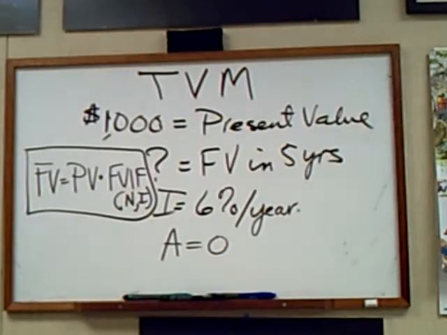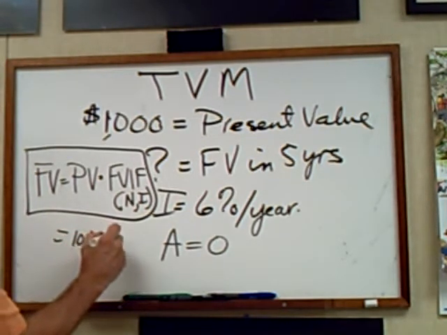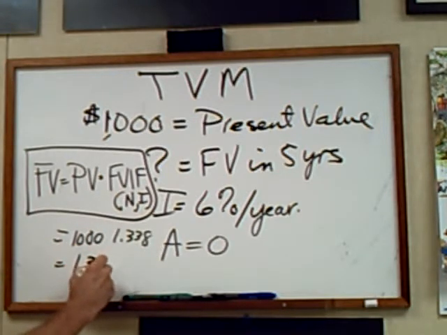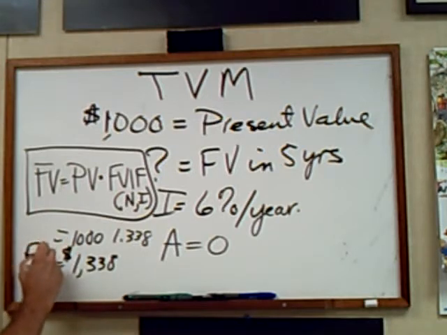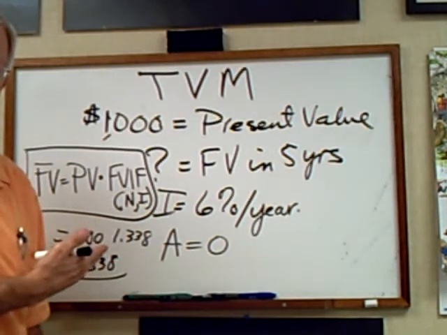So, now, what do we have? Well, we've got 5 periods. So I come down here to row 5, and I've got 6% interest. I come across to the column that says 6, and I see a value of 1.338. I know that there's $1,000 times 1.338, so I will have $1,338 in the bank in 5 years if I just let it sit there. Now, isn't that simple?